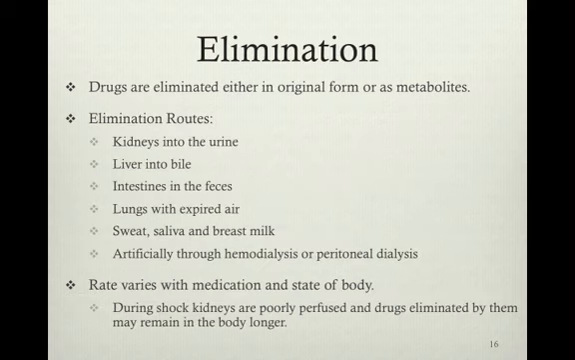Elimination. Drugs are eliminated either in original form or as metabolites. Elimination routes. The kidneys are a big eliminator into the actual urine. The liver into the bile, and the bile is excreted through feces. Intestine in the feces, lungs in the expired air, sweat, saliva, and breast milk, and artificially through hemodialysis or peritoneal dialysis. The rates of this elimination vary with medication and the state of the actual body.